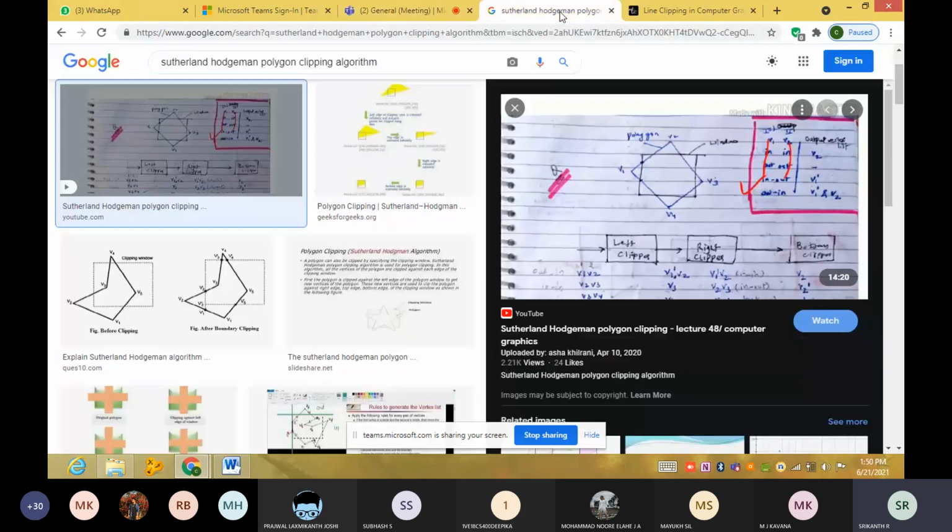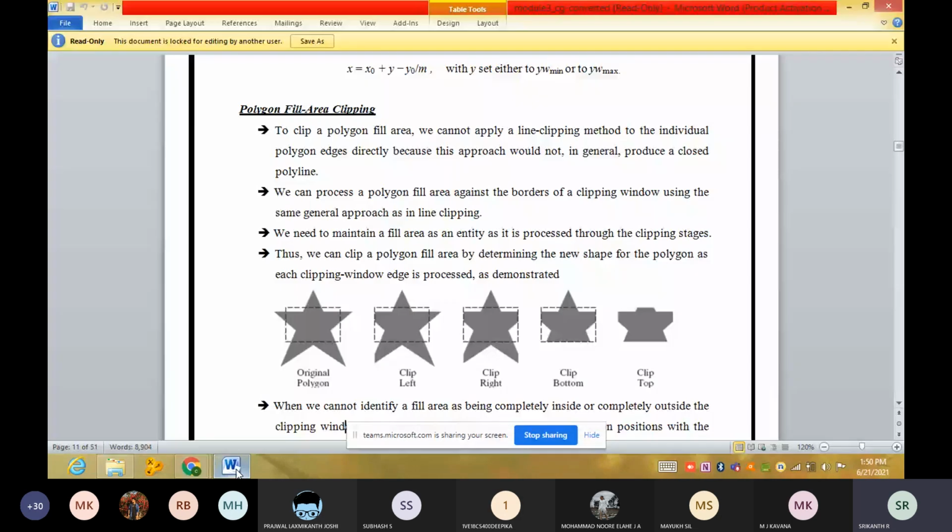So guys, what we need to do here is select the part of the polygon which is lying only inside the window. We need to clip off the polygon which is lying outside the window. For that, we are supposed to do first left clipping, next right clipping, next bottom clipping, next top clipping: left to right to bottom to top. We need to do this.